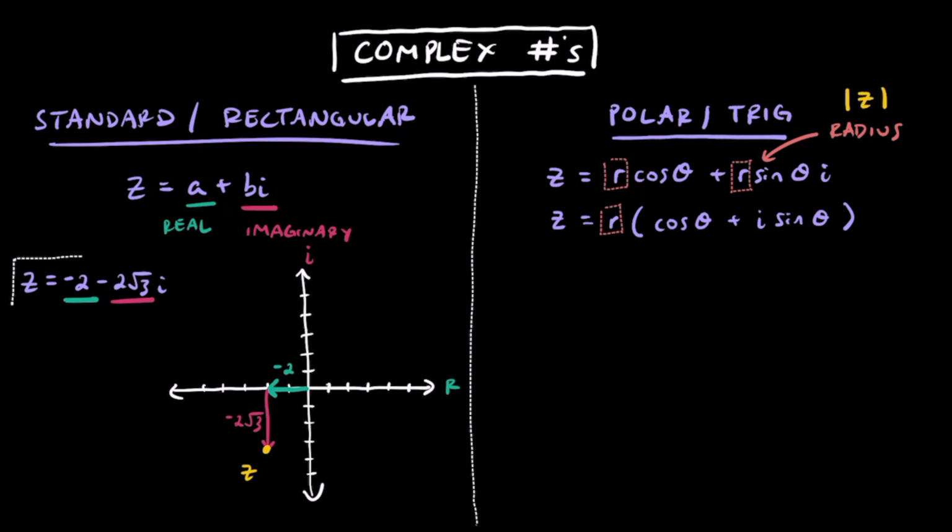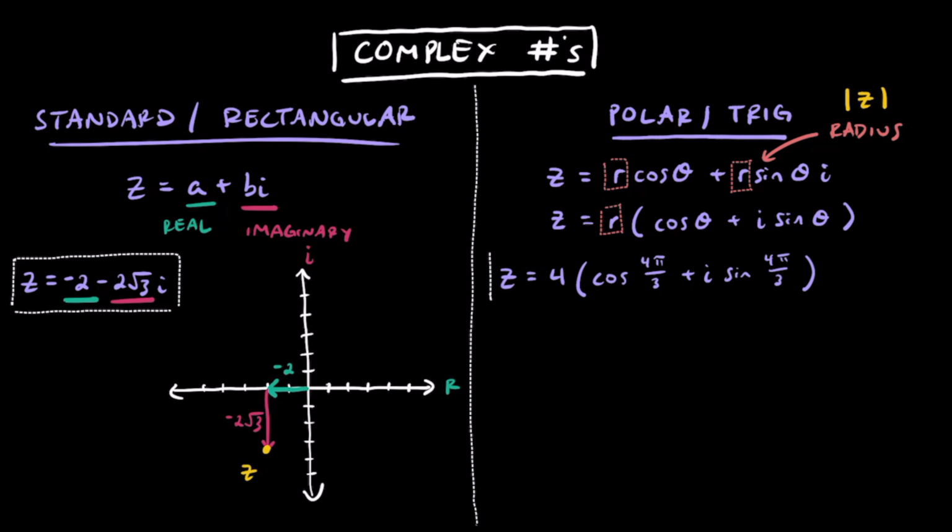Now let's look at that same complex number that we had on the left side, but let's look at it in this new form. So instead of writing z is equal to negative 2 minus 2 root 3i, I'm going to write over here z is equal to 4, which is our radius, times the quantity, and I'm going to write cosine. I'm going to give you an angle measure here in radians, which is 4 pi over 3, plus i times sine of that same angle measure of 4 pi over 3.